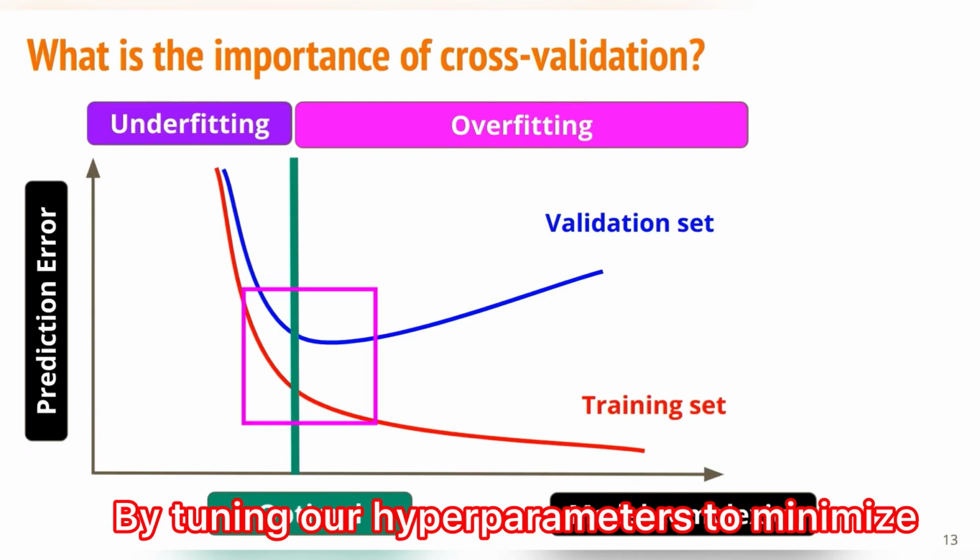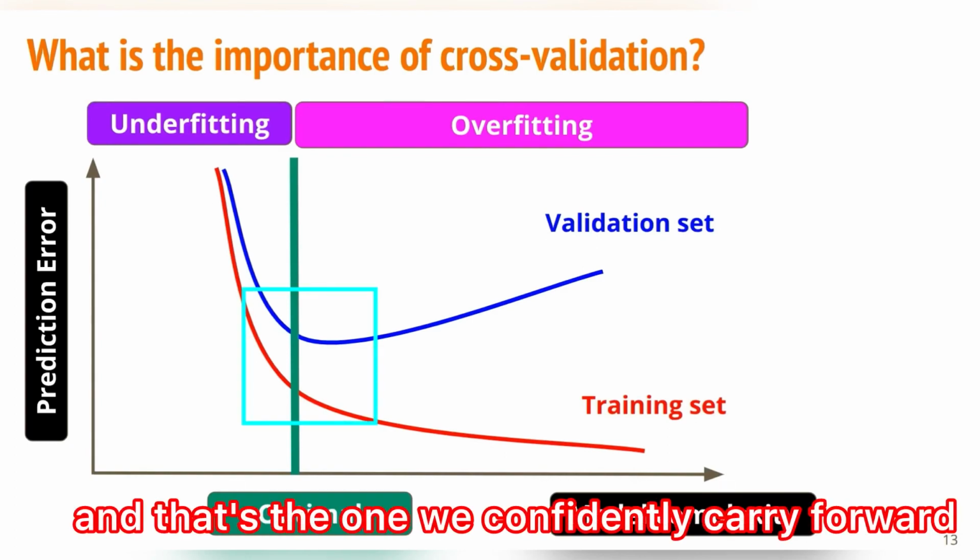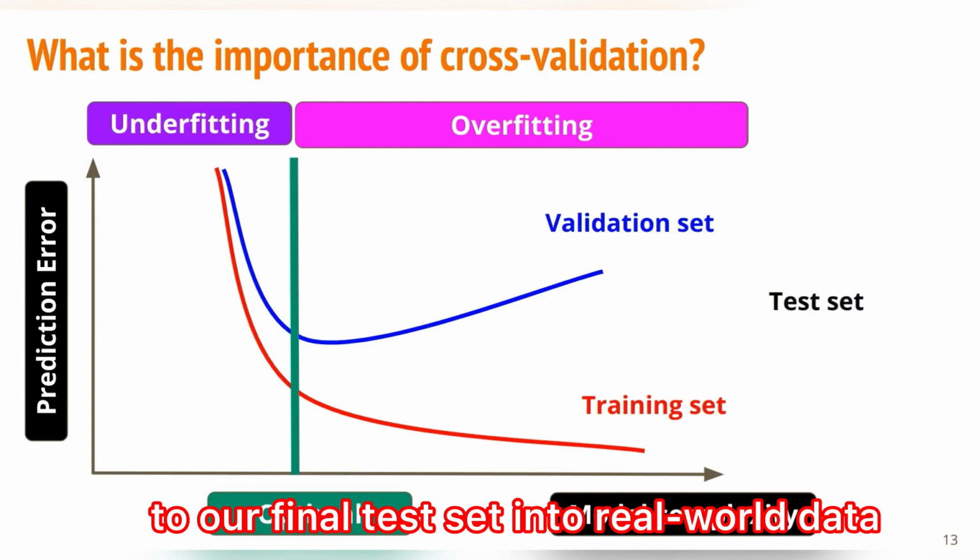By tuning our hyperparameters to minimize this cross-validated error, we lock in a model that balances bias and variance, and that's the one we confidently carry forward to our final test set into real-world data.